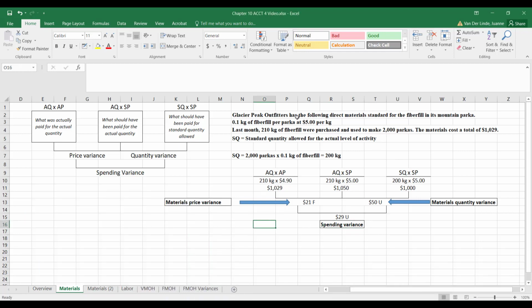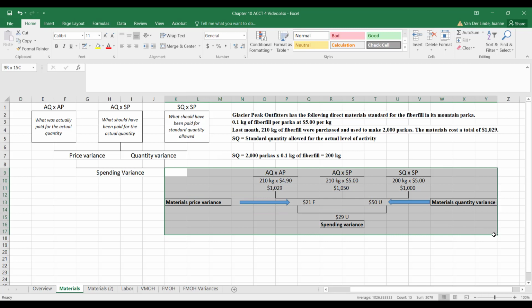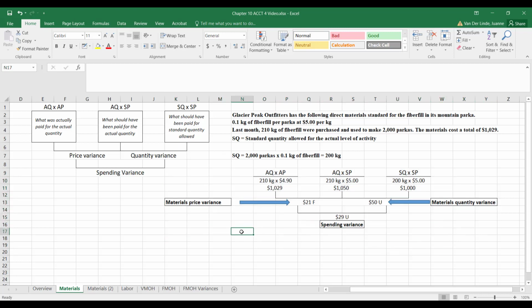Now, this kind of diagram will work perfectly for the materials price and materials quantity variances, just as is, when you have a situation where the materials purchased is the same as the materials used. So here, everything that they purchased, all 210 kilograms, was used. So the amount purchased equals the amount used. Then this diagram as is would work perfectly. In the next example, we'll see how it would look slightly different when the amount purchased varies from the amount actually used.